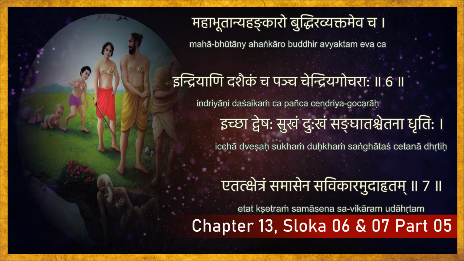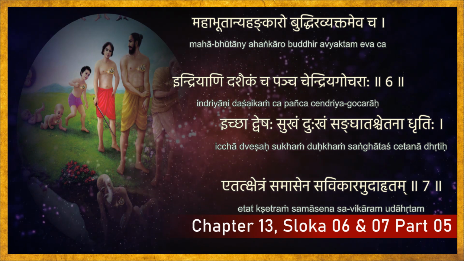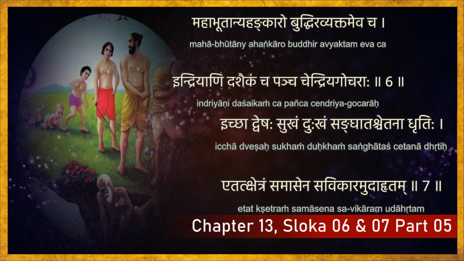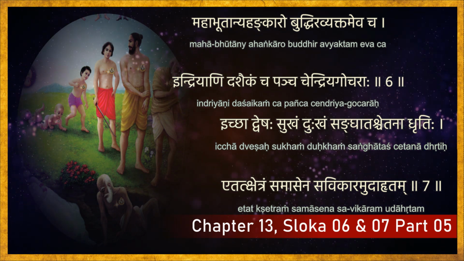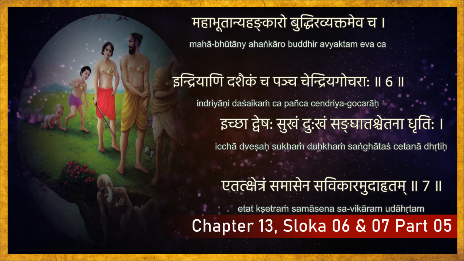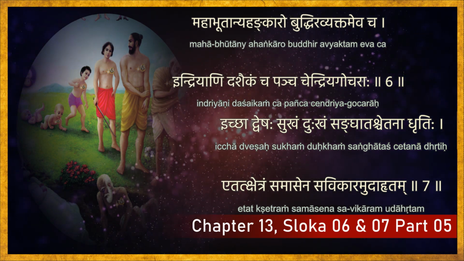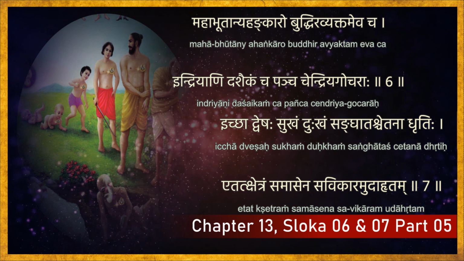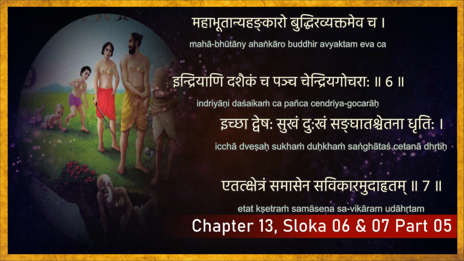Akasha, Vayu, Agni, Jalam, Prithvi. That is sky, air, fire, water and earth. Again, all these five do not get created at the same time or simultaneously. We will see the sequence as we go.